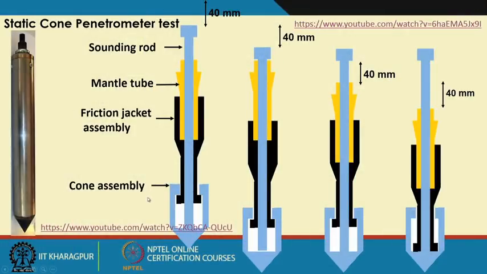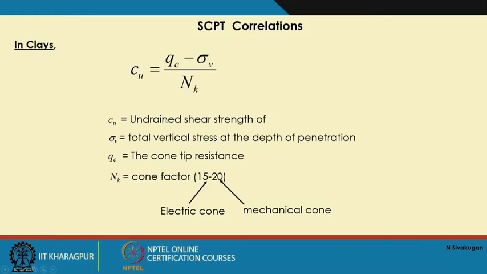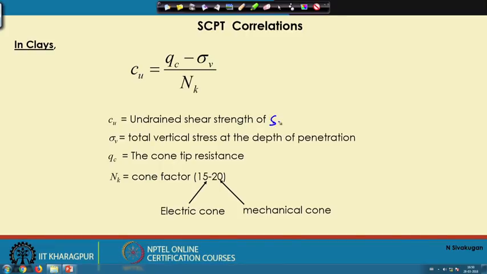Once we get the resistance, the next step is to determine the soil properties. Those properties will be required for our foundation design. For clays, the Cu value is the undrained shear strength, or undrained cohesion, of the soil.